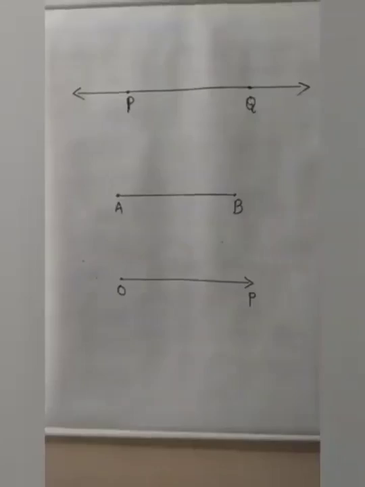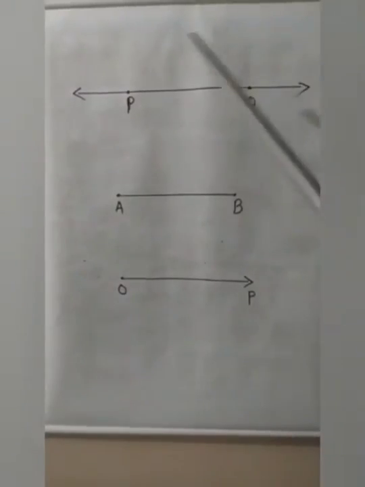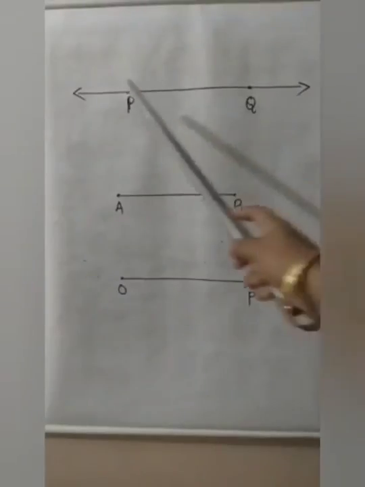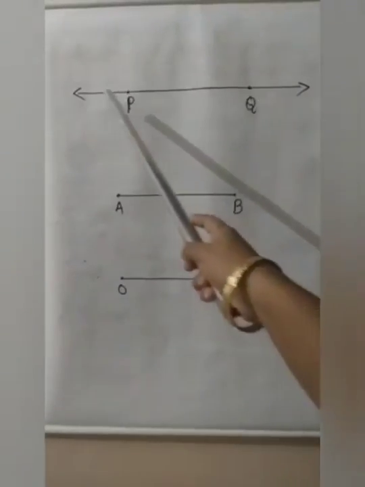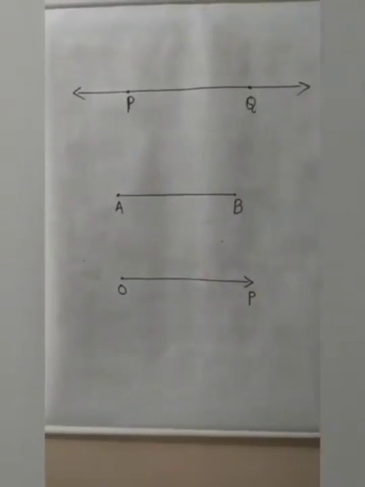Now we are going to discuss a new chapter, lines and angles. So here I have drawn three figures. The first figure, what happens? Here two endpoints are there, but after that also the line is extended. So what is PQ? PQ is a line.